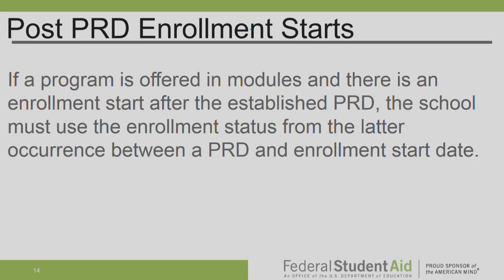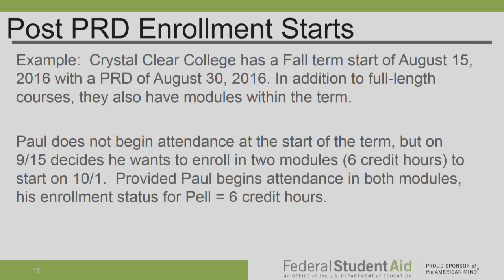I know, right? It's just words. Let's see how it plays out. Let's flesh it out. Again, Crystal Clear College. They have a fall term. Let's take a look at this. Start of August the 15th with the Pell recalculation date of August the 30th. Now, in addition to full-length courses, full term length courses, they also have modules within the term.